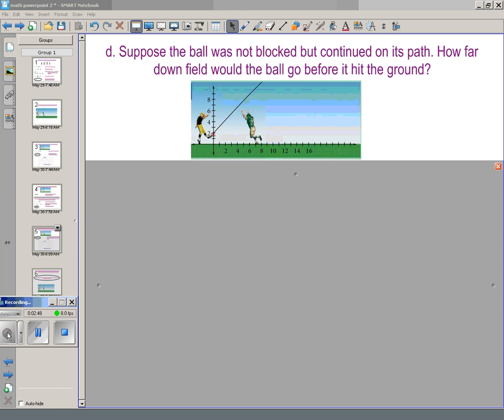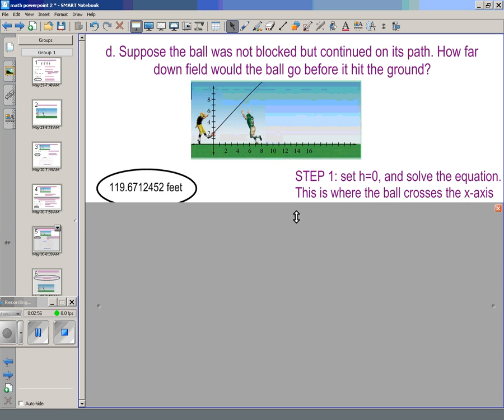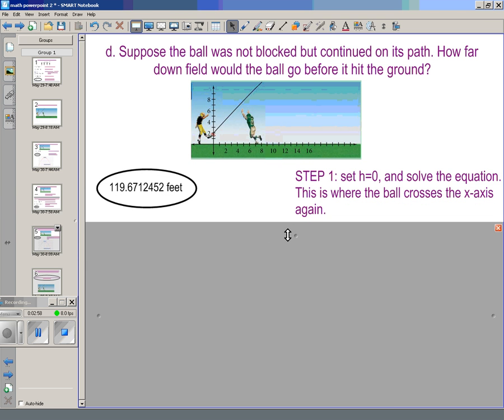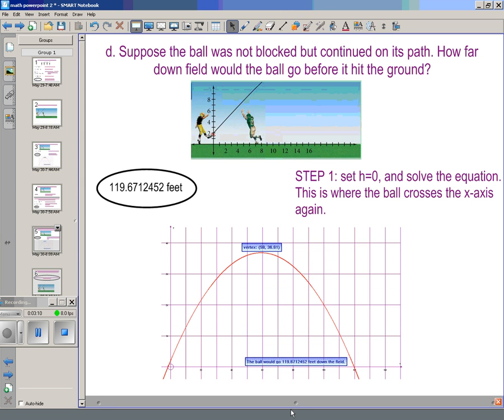The next part of this problem is, suppose the ball was not blocked but continued on its path. How far down the field would the ball go before it hit the ground? To solve this, you set h to 0 and solve the equation. This is where the ball crosses the x-axis again. The answer is 119.6 feet. You can find this by using your graphing calculator.